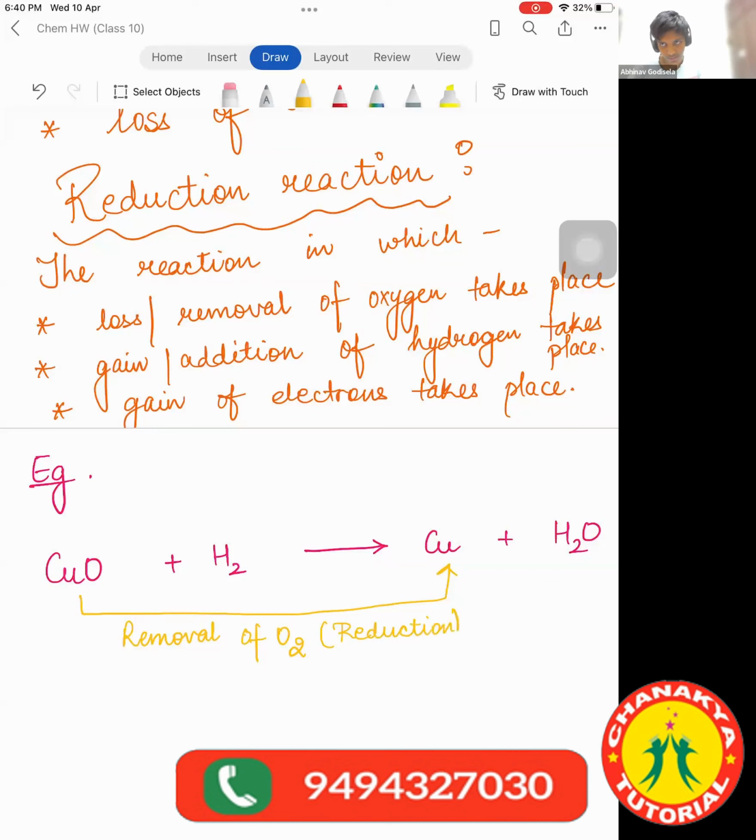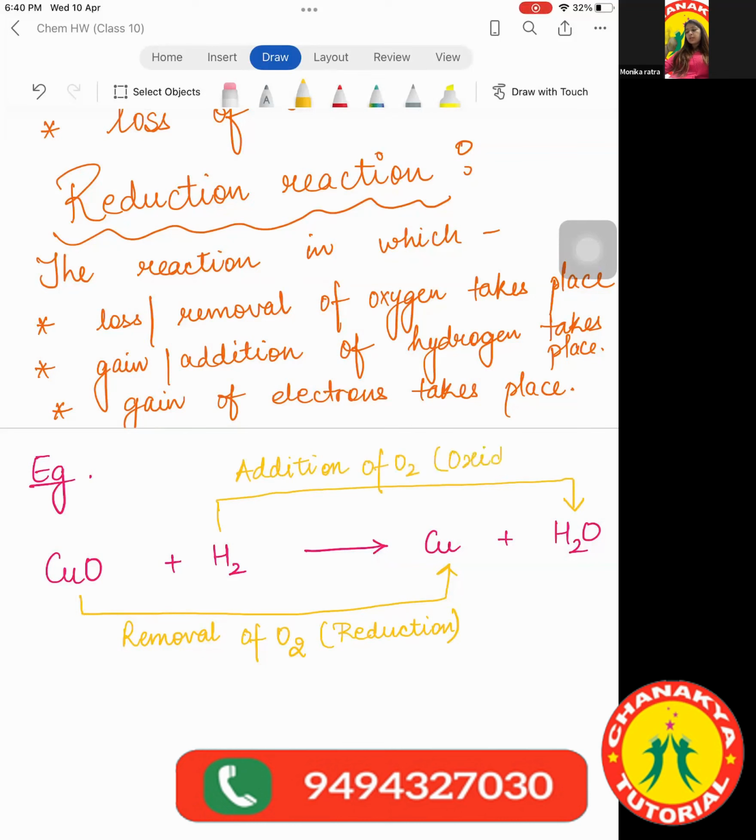reduction. Whereas if you look at hydrogen, it has converted into water. It has gained oxygen, or we can say that addition of oxygen has occurred to hydrogen. So we call this part oxidation. And together this entire reaction is known as a redox reaction, because oxidation and reduction are both occurring together.